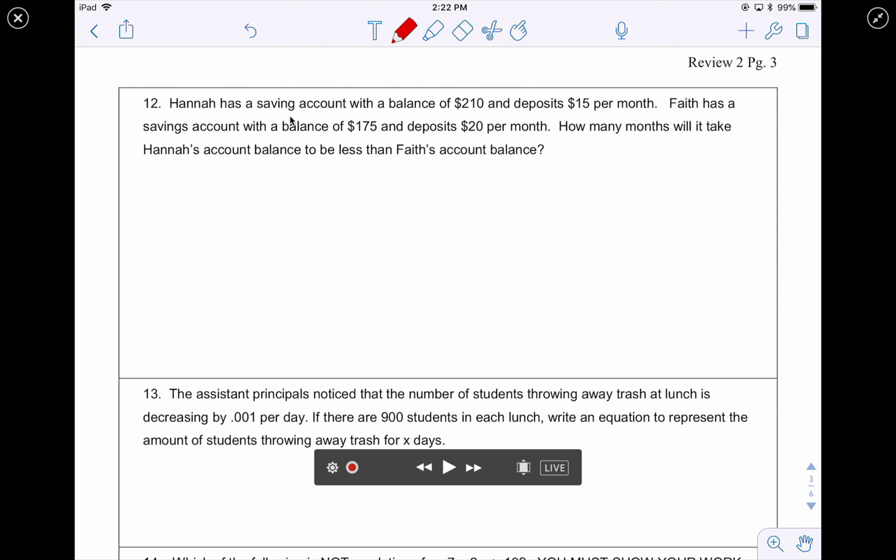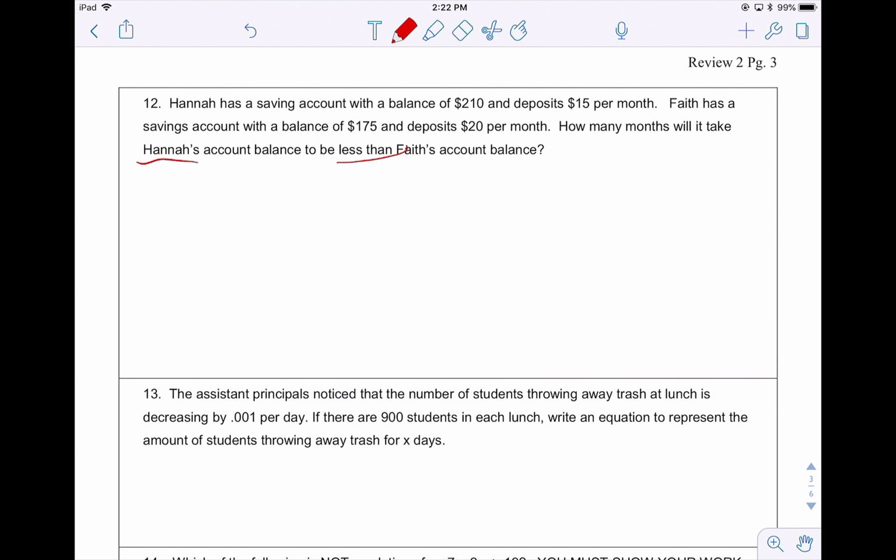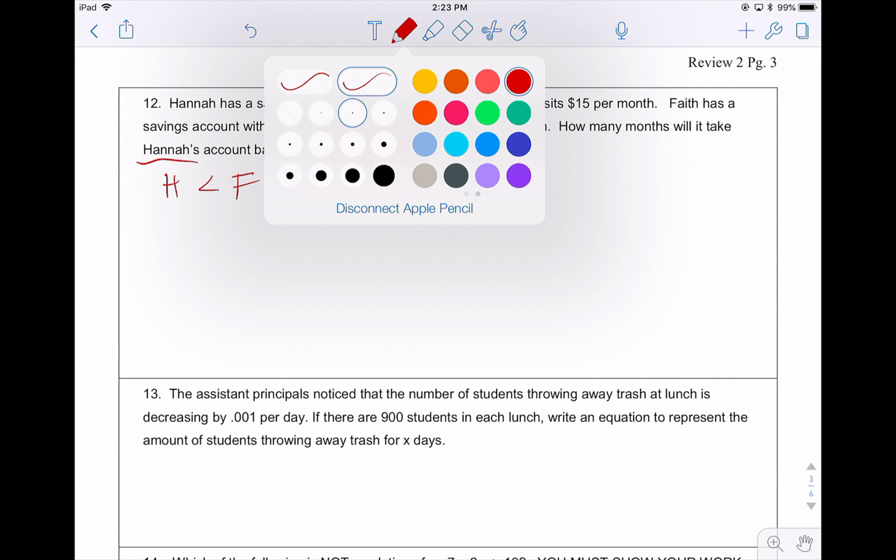Problem 12, this is for review 2, pages 3 through 5. So problem 12 says Hannah has a savings account with a balance of $210 and deposits $15 per month. Faith has a savings account with a balance of $175 and deposits $20 per month. For how many months will it take for Hannah's account balance to be less than Faith's? So we are looking for where Hannah will be less than Faith.